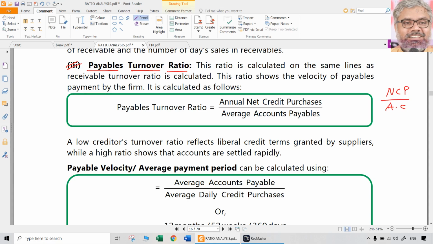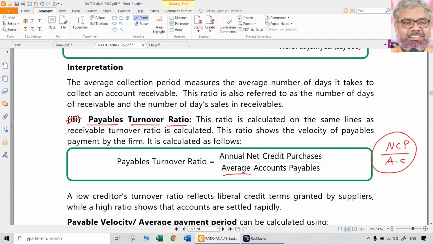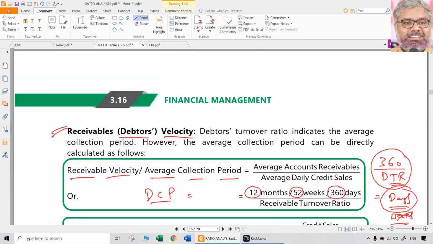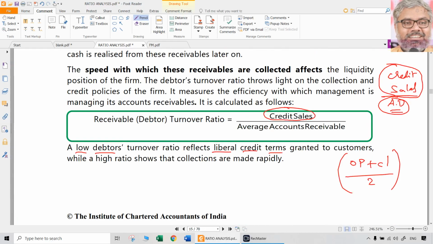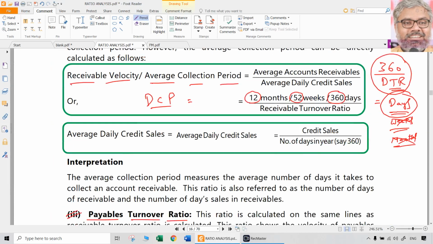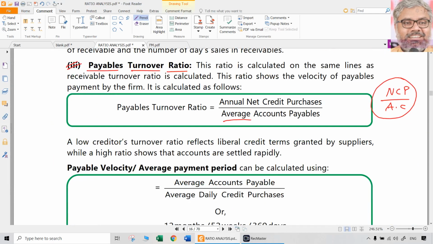Average accounts payables. How to get average? Opening plus closing divided by 2. So if you understand the logic, all these formulas can be remembered easily. Debtors turnover ratio is the credit sales divided by average debtors. Creditors turnover ratio is equal to credit purchases divided by average creditors.